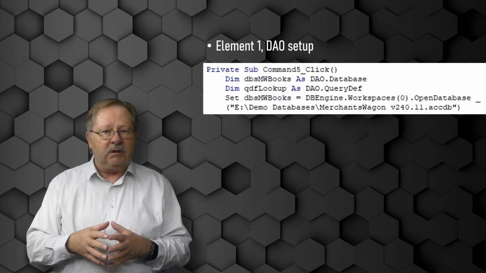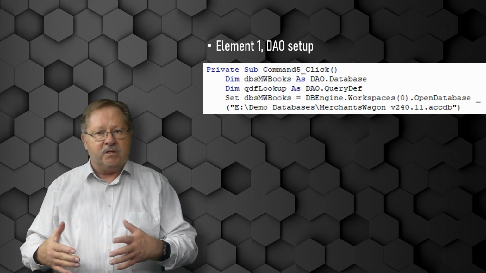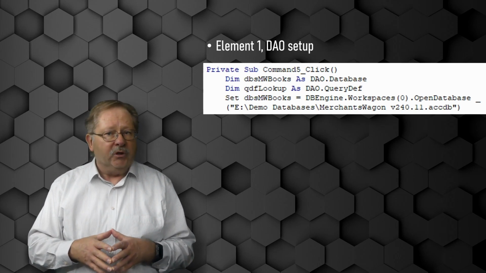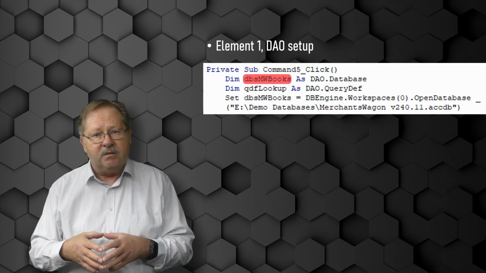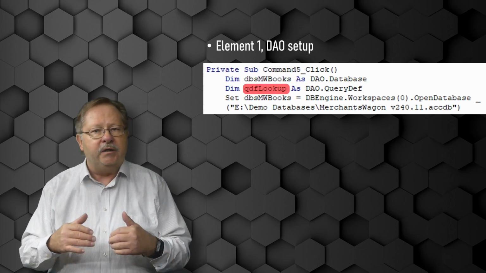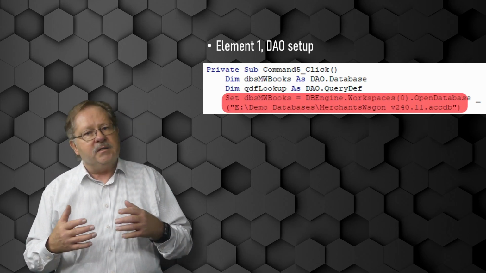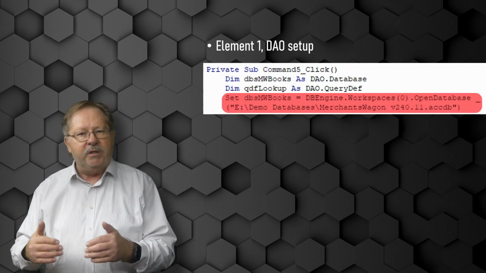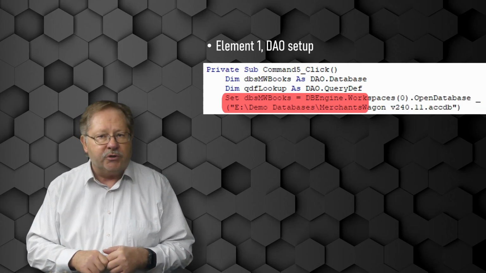First off, we start with the DAO setup at the top of the code here, right under the private sub starting point. You'll notice that I dimensioned DBS MW Books as the database. I also dimensioned a query definition called QDF lookup. And then I set DBS MW Books to point to the database that I have on the hard drive. This one's for the Merchant's Wagon used bookstore.